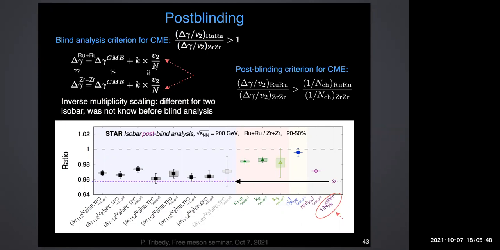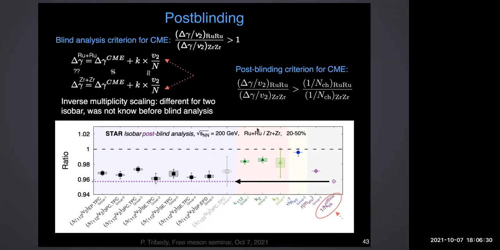Remember, I assumed n in here are the same, but that may not be true. We saw they are not true, but we didn't know it when we started the blind analysis. So a better criteria would be not delta gamma over V2 in ruthenium over zirconium being greater than 1, but this ratio being greater than 1 over multiplicity in ruthenium and zirconium, because there is 1 over n here. So this should be compared, and that's what I am showing here in this ratio.